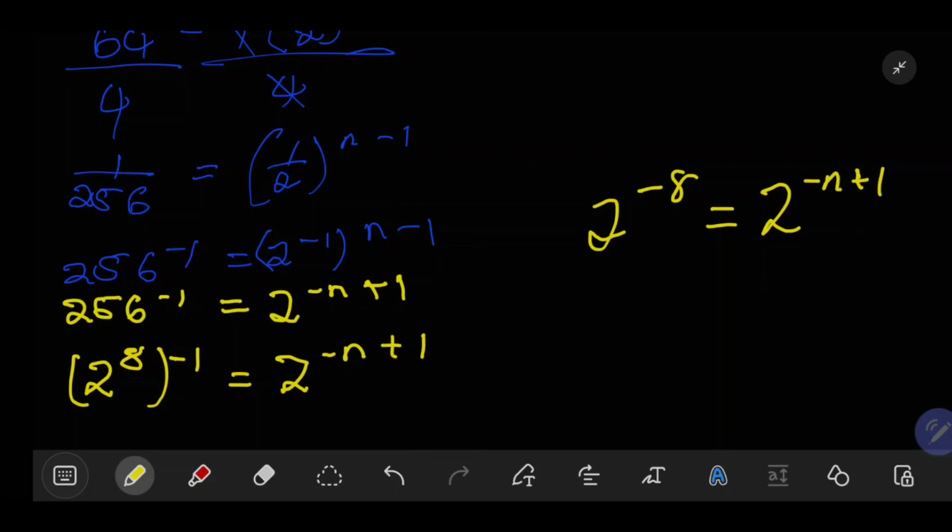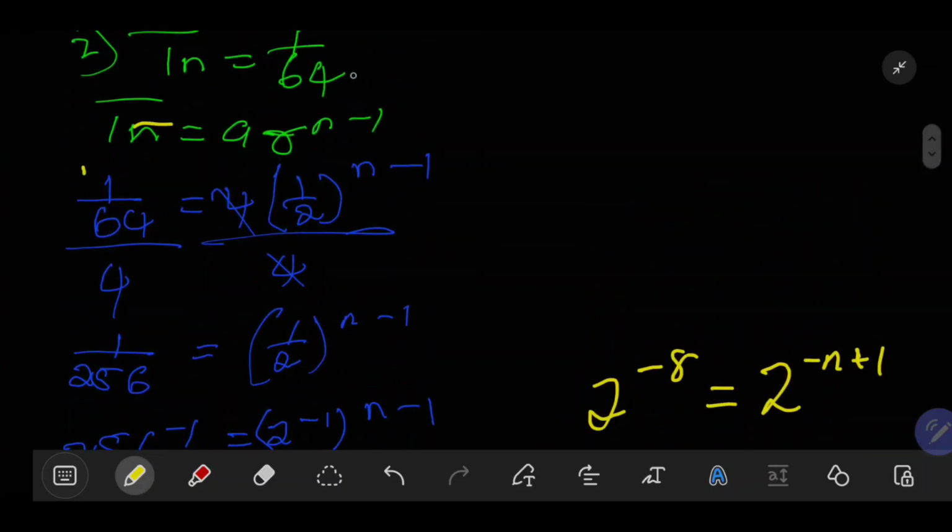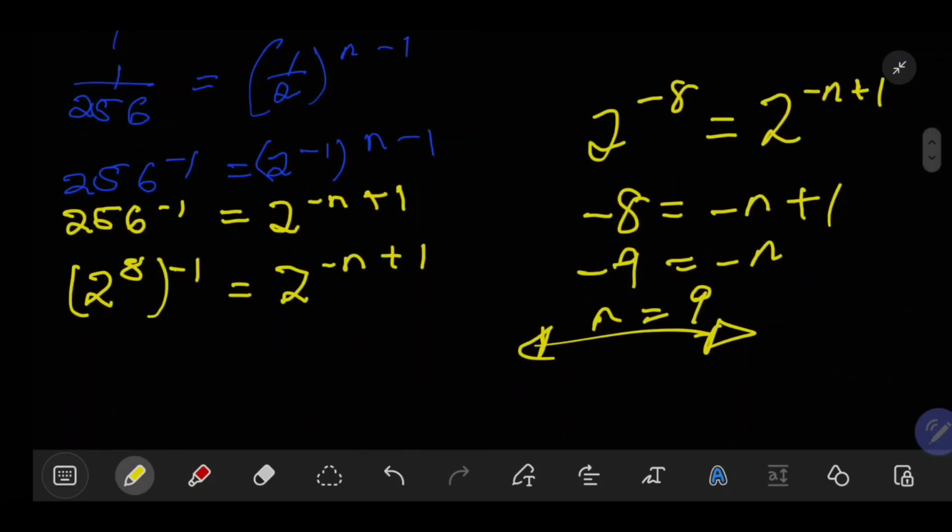Then when we have the same base, we can equate the exponents. So our exponent in this case becomes like this. Then we can take this 1 to the other side. We have minus 9, which is equal to minus n. We can divide both sides by negative 1, and then we are going to have n is equal to 9. So this is the value of n that we've been looking for. So the position of this value here is number 9. This is the value that we are looking for.